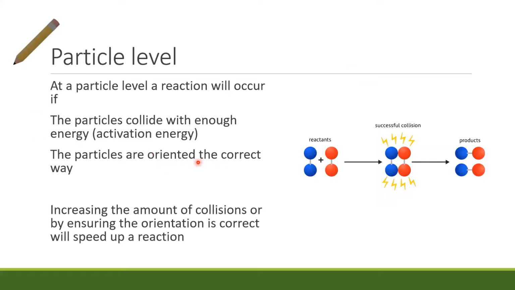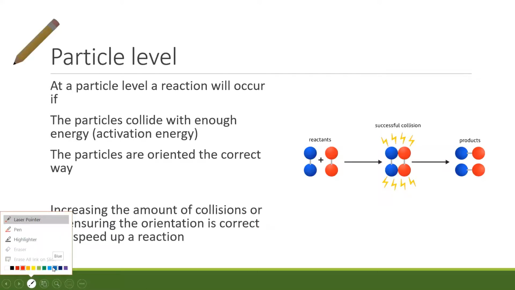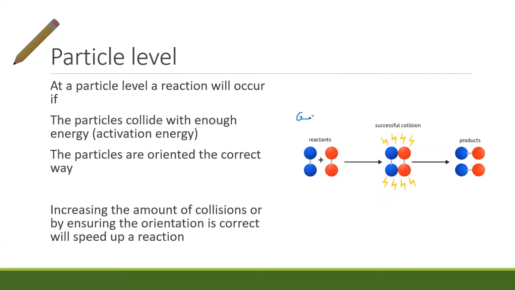Orientation is important. If these are facing the wrong way, so if the blue one was left to right, it wouldn't work. If I was trying to react the blue one like this, it would not react. There wouldn't be a reaction. So part of the importance when you deal with chemical reactions is that they are lined up perfectly.